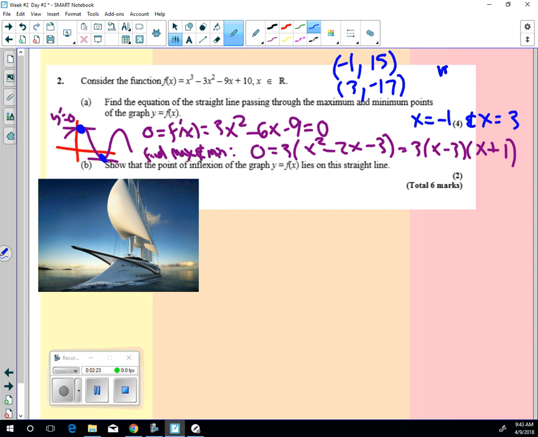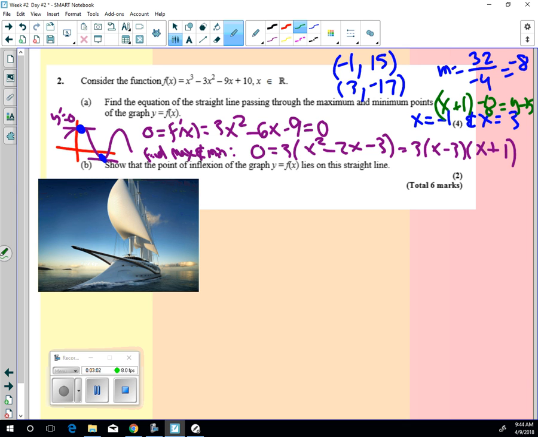We can find the slope is the change in y. 15 minus negative 17 is 32. And negative 1 minus 3 is negative 4. I get a slope of negative 8. Anybody second that? Is that okay? So then the actual equation of the line will be x minus negative 1 times negative 8 is equal to y minus 15.